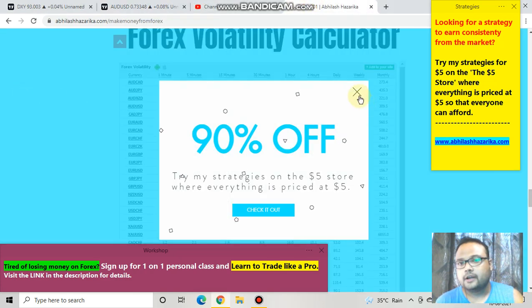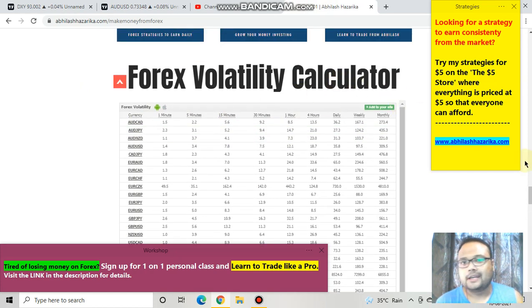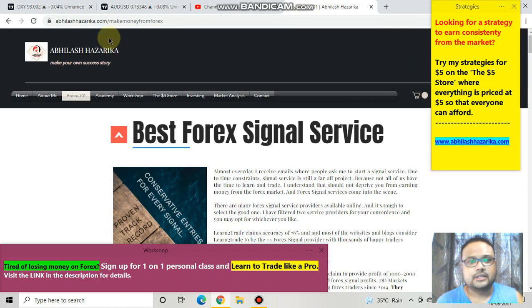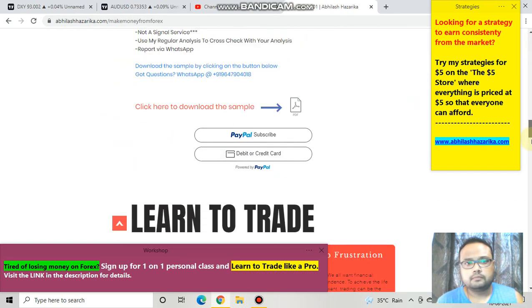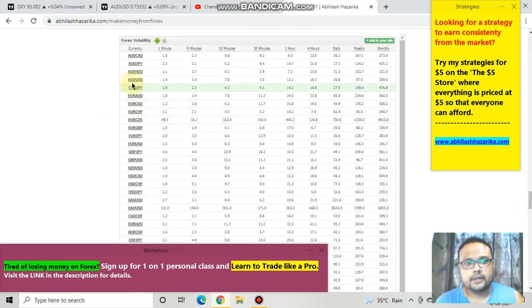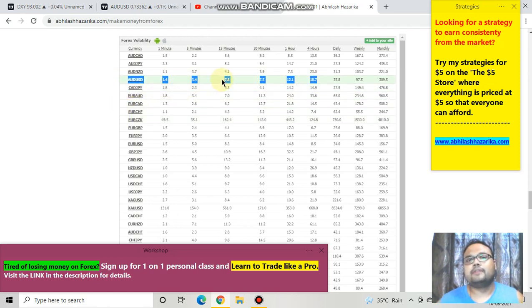If you go to the Forex volatility calculator, which you'll find on my website avilashhazarika.com under the Forex 101 section, you can see that there is not much volatility present on the AUD USD chart. In 15 minutes you can only expect a movement of 7.8 pips. In 30 minutes, the same. In 1 hour you can only expect a movement of 12.1 pips, and in 4 hours only 18 pips. So there is not much volatility in the AUD USD chart right now.